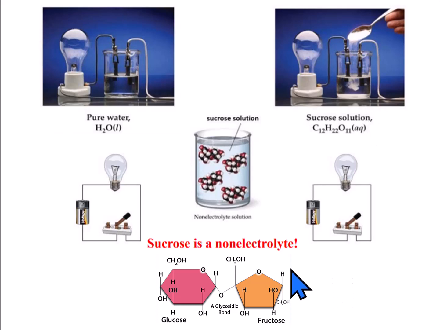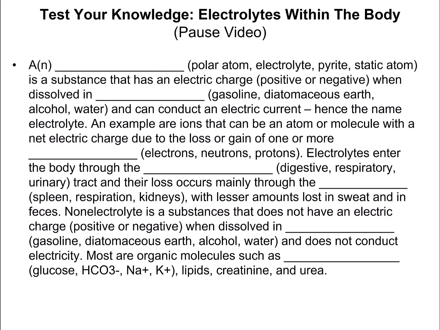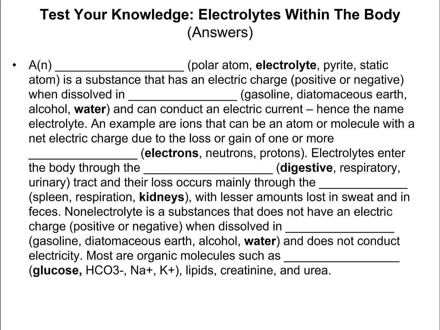Why? Because sucrose is not an electrolyte, does not conduct an electric current. And sucrose, we're going to see, consists of a molecule of glucose hooked to a molecule of fructose. It's table sugar. Let's test our knowledge. Go ahead and pause the video and answer the questions. Here are the answers.